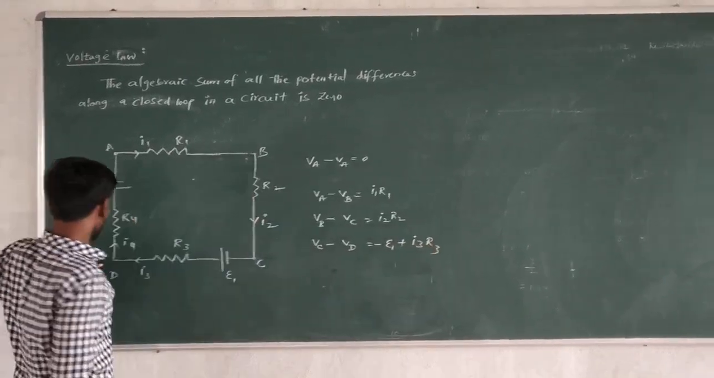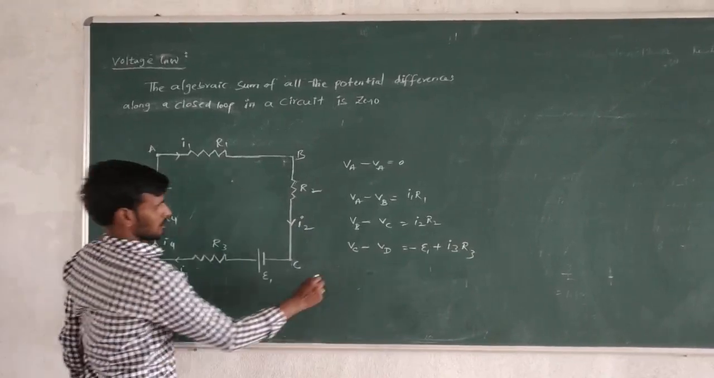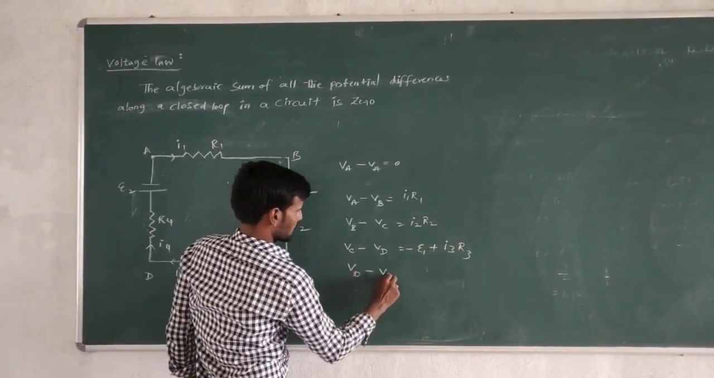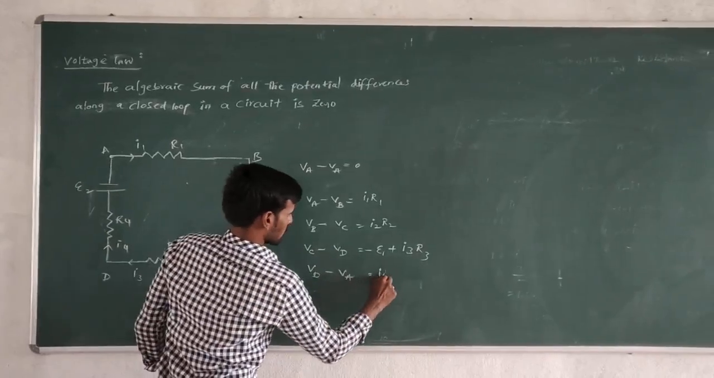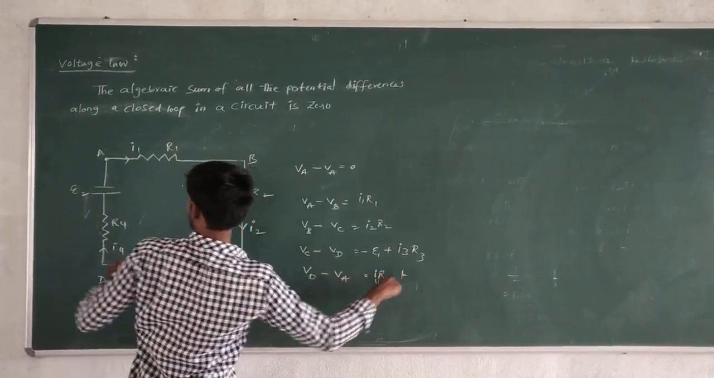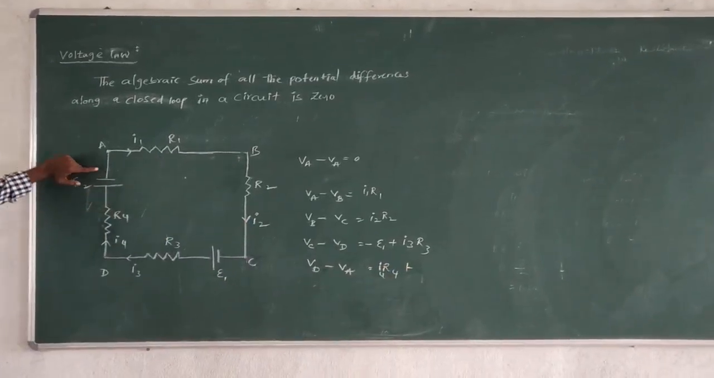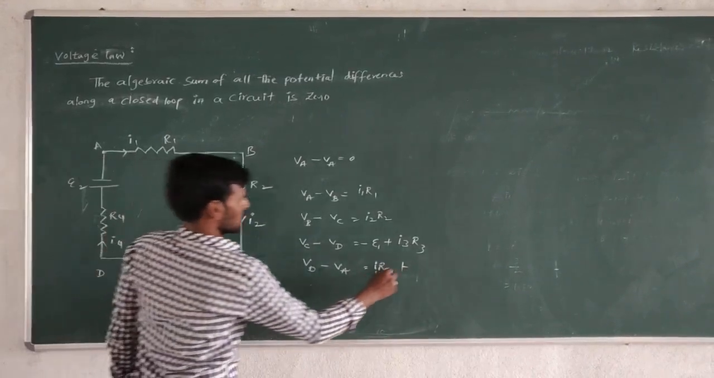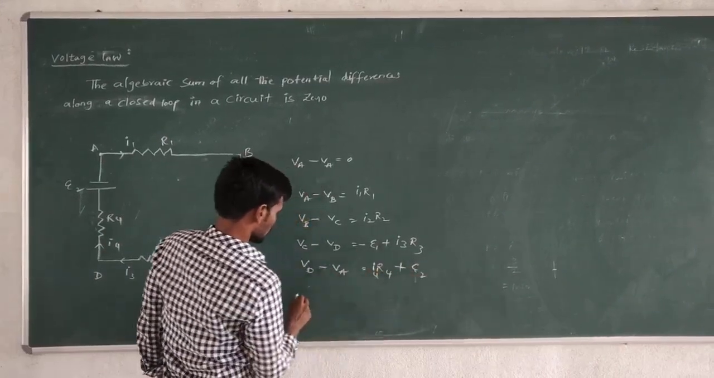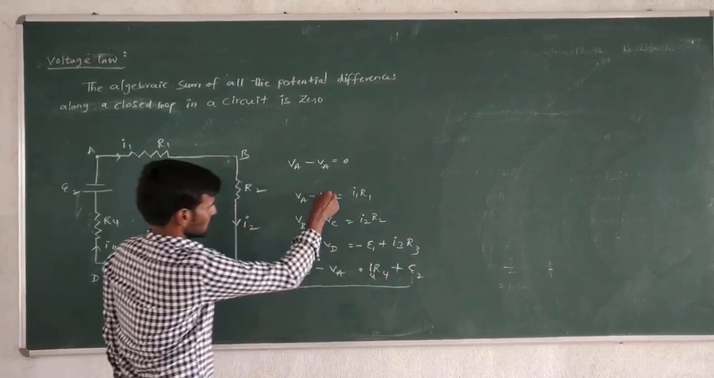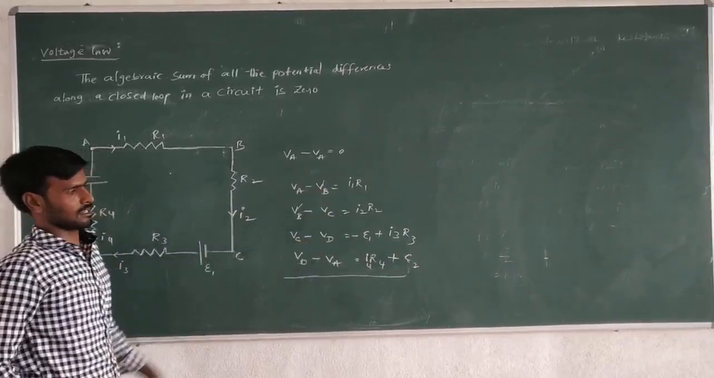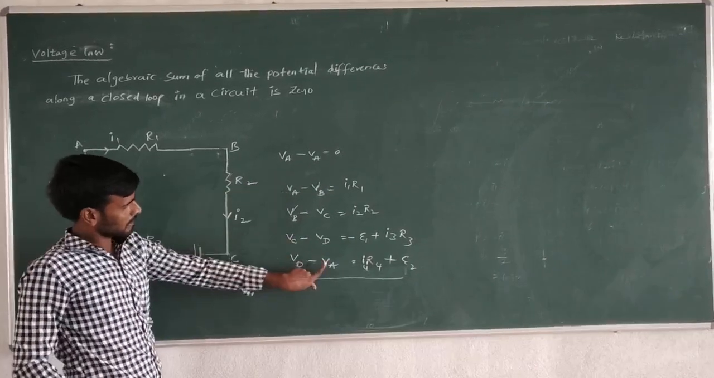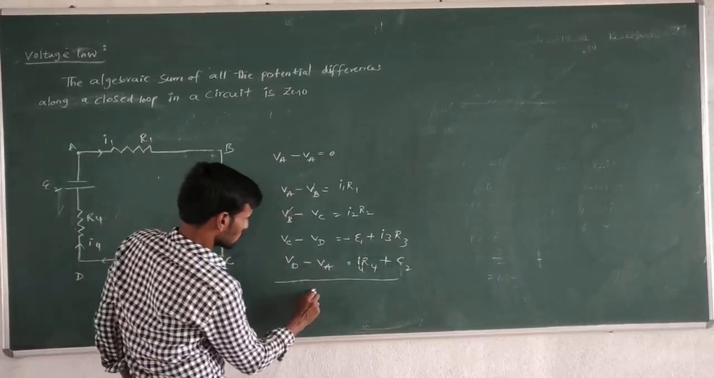Then it moves from point D to point A. The potential drop VD minus VA is equal to I4 R4 plus, since it moves from a higher potential to a lower potential, epsilon 2. So we can add all the terms. VB cancels, VC cancels, VD cancels. So finally we get VA minus VA, which becomes 0.